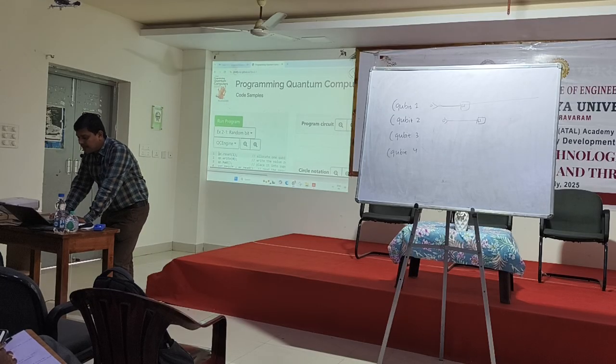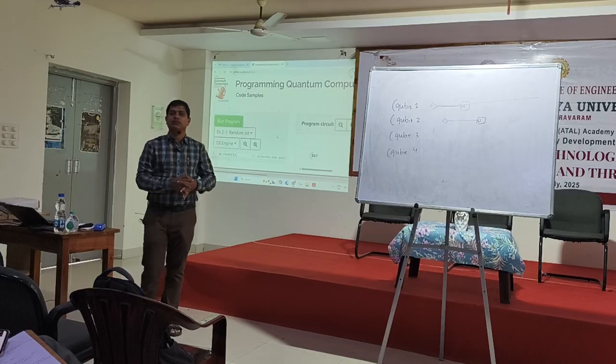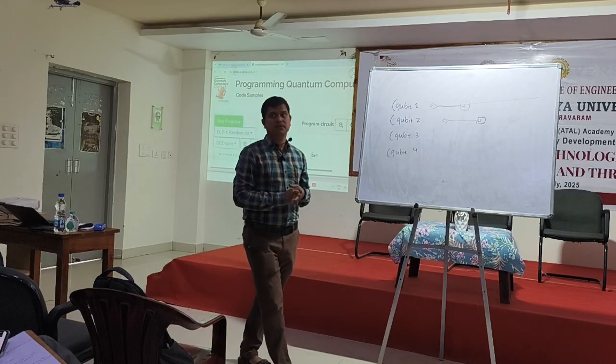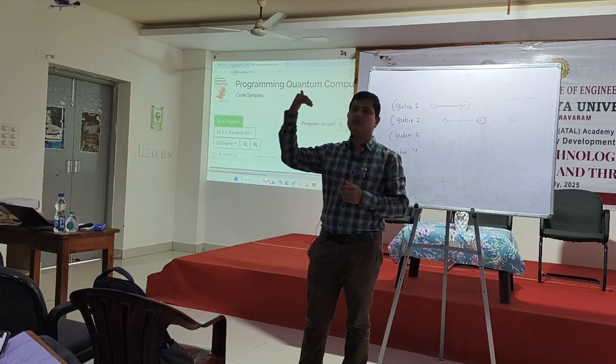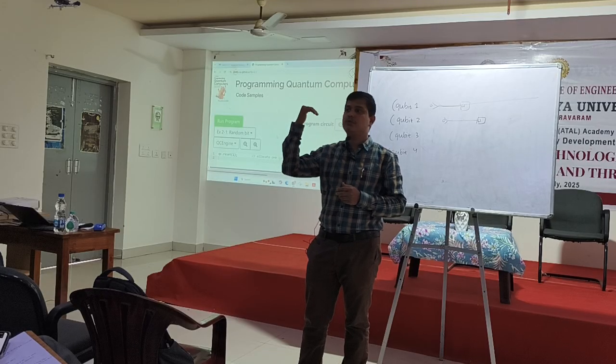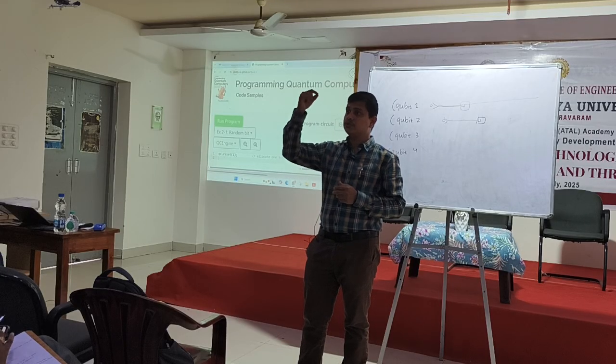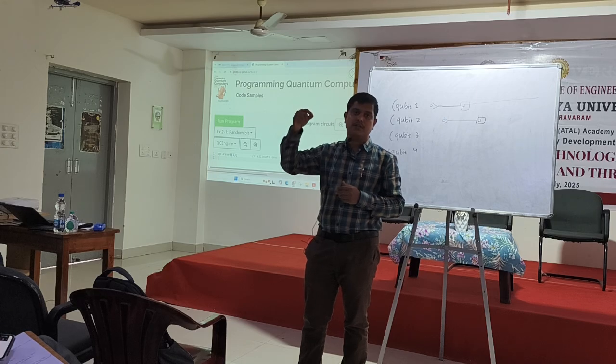Okay, so I am removing the rest of the part, I just want to run this program. When you run this program, what are you getting? You check on the right side, I told you there are 3 windows. One window for the circuit, another window for the circle notation. You run line by line so that you can understand.